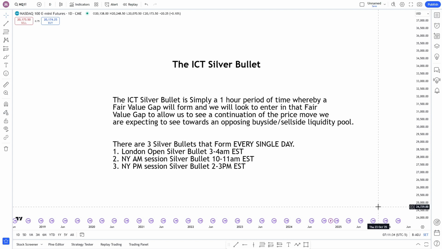Now there are 3 silver bullets that form every single day. The first one is the London Open Silver Bullet. This occurs from 3 to 4 AM Eastern Standard Time. And the second one is the New York AM Session Silver Bullet. This occurs from 10 to 11 AM Eastern Standard Time. The third one is the New York PM Session Silver Bullet, and this occurs from 2 to 3 PM Eastern Standard Time.